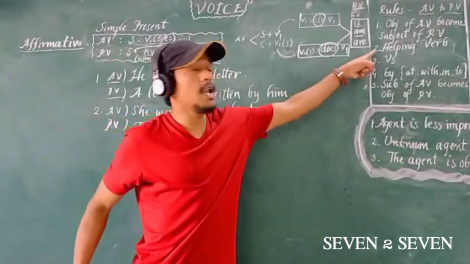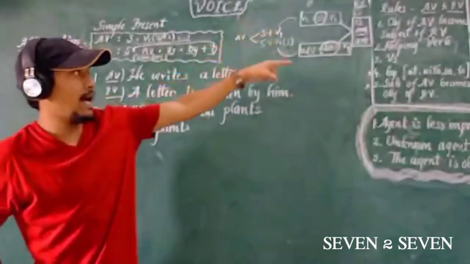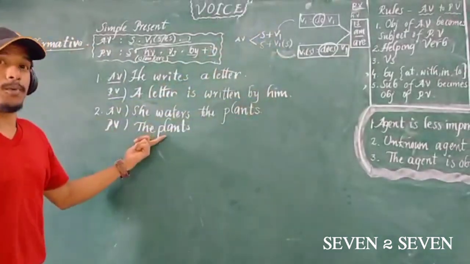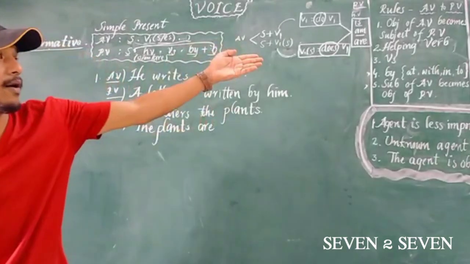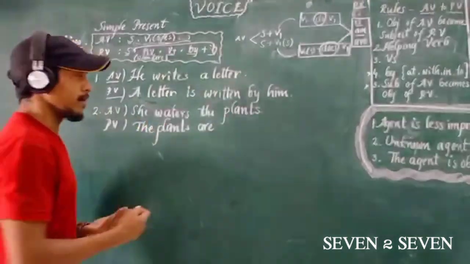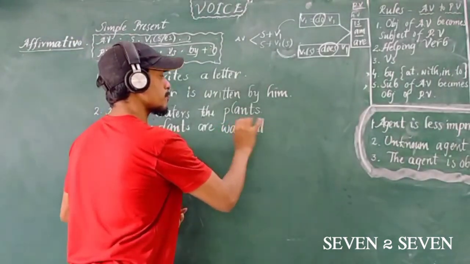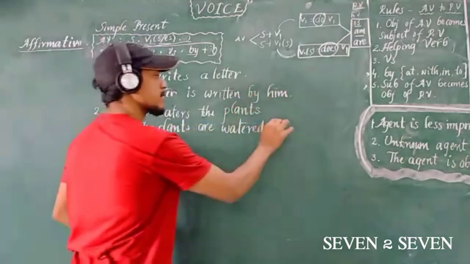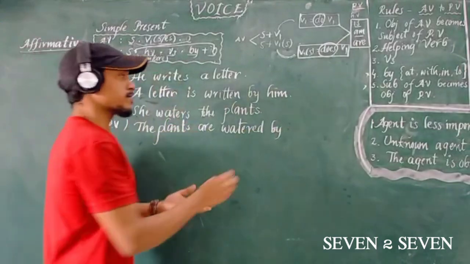Second point, helping verb. What is the helping verb? Is, am, are. But the plants is plural, so we need to write are. Third point, verb 3. What's the verb here? Water. The third form is watered. Next, fourth point, by. Who's the agent here? She. Becomes her.